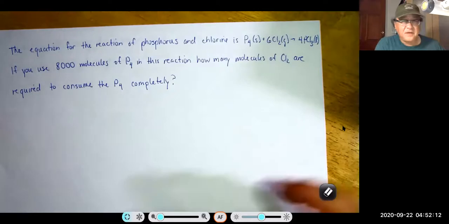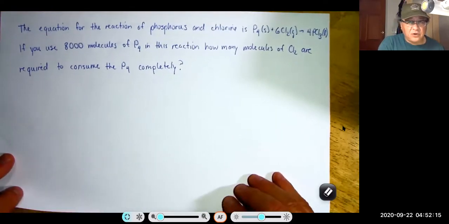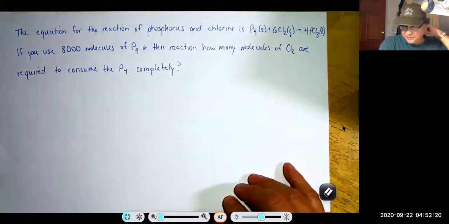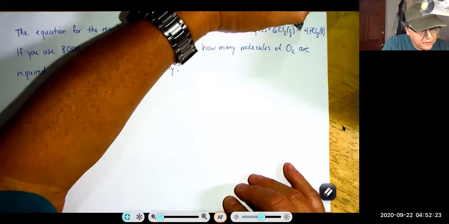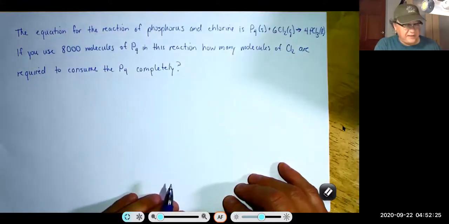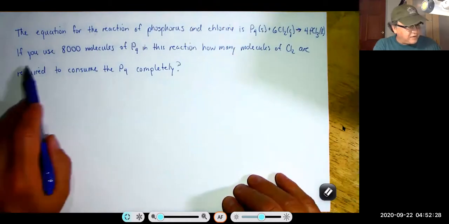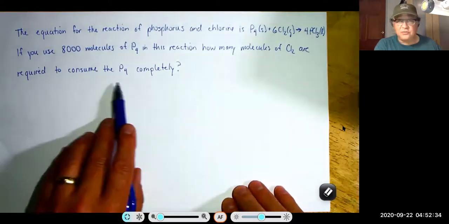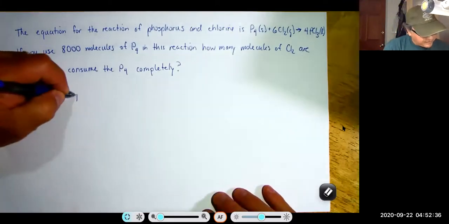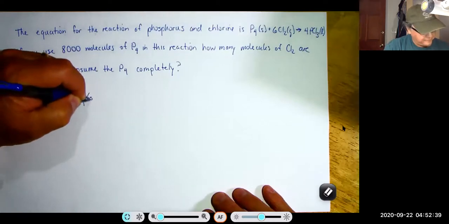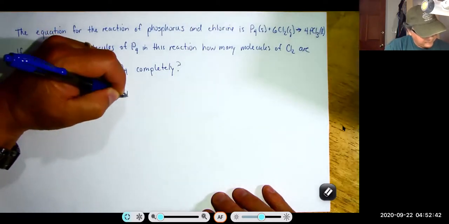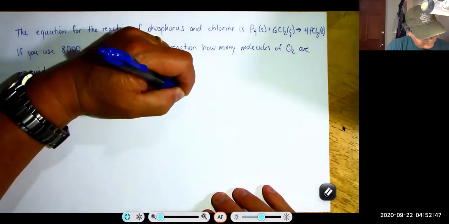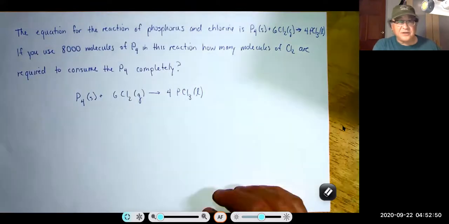Here's another problem. The equation for the reaction of phosphorus and chlorine is P4 solid plus 6Cl2 gas gives you 4PCl3 liquid. If you use 800 molecules of P4 in this reaction, how many molecules of Cl2 are required to consume the P4 completely? So I'm going to write this out again. And let's just make sure that this is balanced.